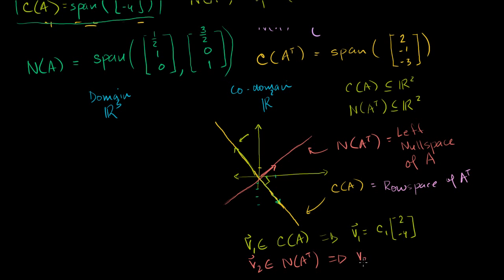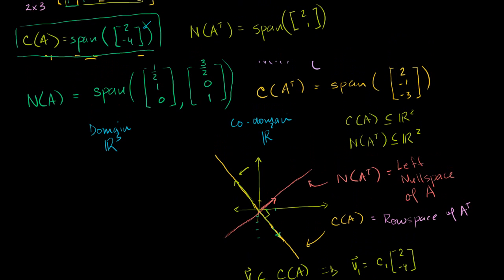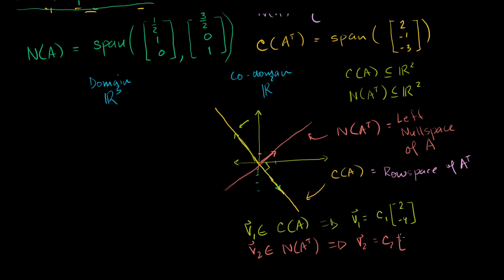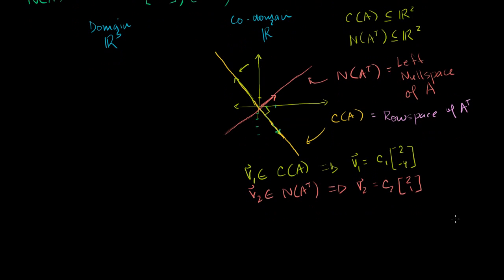Then what does that mean? That means V2 is going to be equal to some scalar multiple of the spanning vector of our left null space, 2, 1. So any vector that's in our column space can be represented this way. Any vector in our left null space can be represented this way. Now, what happens if you take the dot product of these two characters? So let me do it down here. I want to save some space for what we're going to do in R3, but let me take the dot product of these two characters.